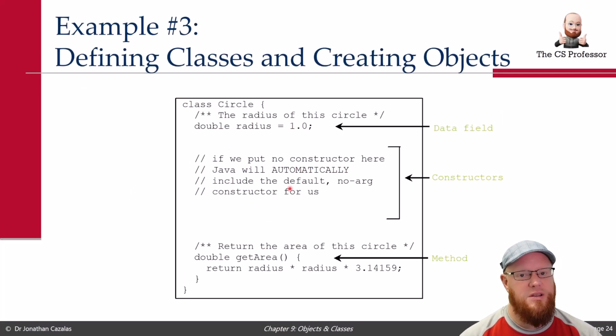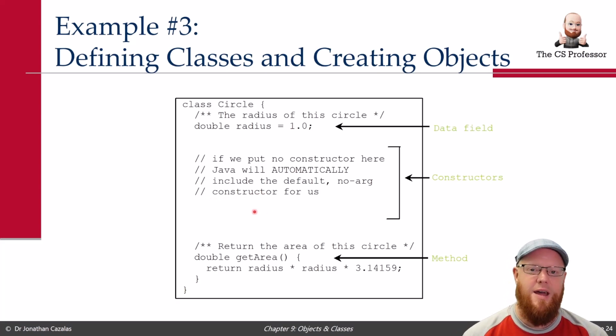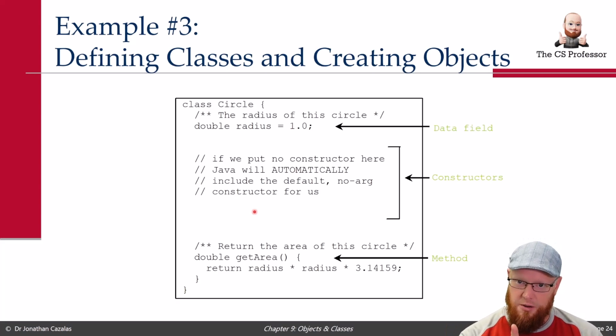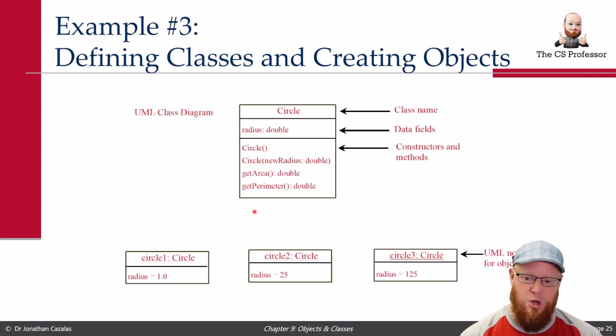So if you notice on this class circle, no constructor is given here because you don't see public circle with parentheses. So there's no constructor, which means what? Does that mean that Java cannot construct objects of type circle? No. What it means is that Java will include, free of charge, the default no argument constructor because there is no other constructor currently shown.